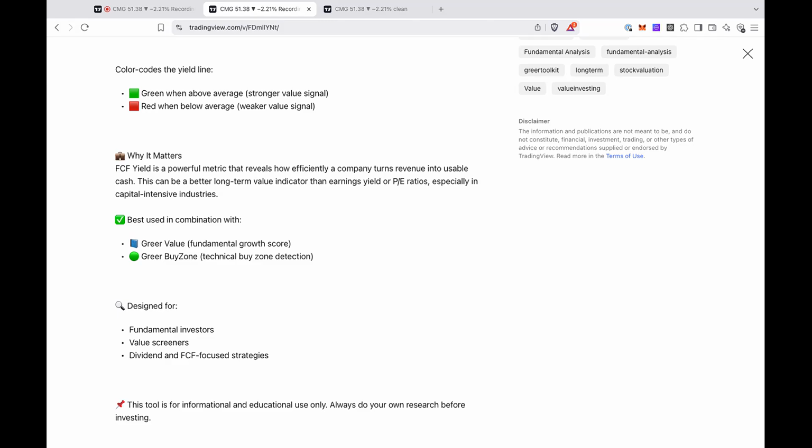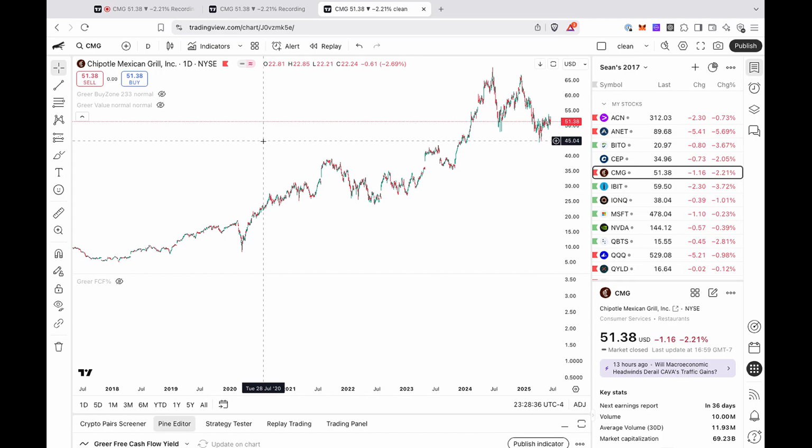Also, as I'll show later in this video, if you combine this with the Greer value tool and the Greer buy zone tool, it can be a very powerful way to help you determine when you want to start to acquire more positions in a valuable company. So let's go into that and turn on the tool itself, the Greer free cash flow yield.